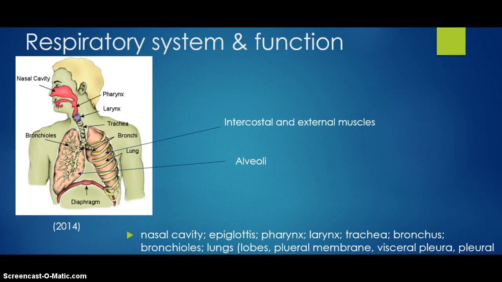Expiration occurs when the diaphragm and external intercostal muscles relax. In response, the elastic fibres in lung tissue cause the lungs to recoil to their original volume. The pressure of the air inside the lungs then increases above the air pressure outside the body, and the air rushes out.